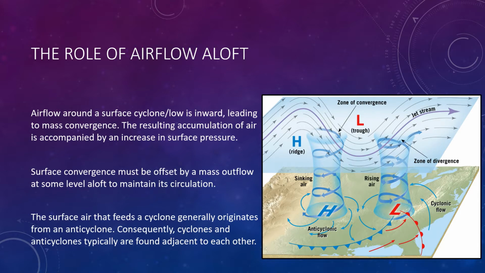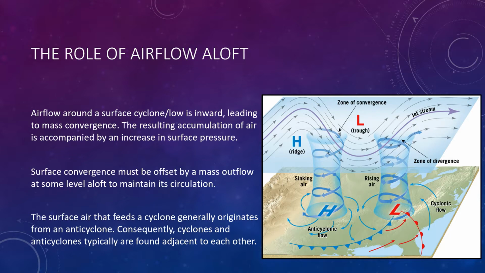Because cyclones are bearers of stormy weather, they have received far more attention than anticyclones. Anticyclones, or high-pressure areas on a weather map, represent the air masses that were discussed earlier. For example, the surface high pressure shown in the image is likely a continental polar air mass. Because a close relationship exists between surface highs and lows, it is difficult to separate any discussion of these two types of pressure systems. The surface air that feeds a cyclone, for example, generally originates as air flowing out of an anticyclone. Consequently, cyclones and anticyclones are typically found adjacent to one another.